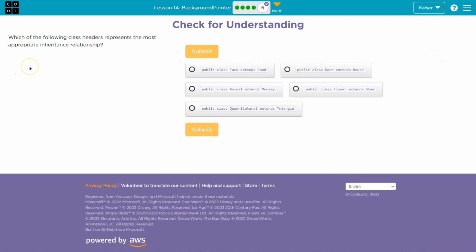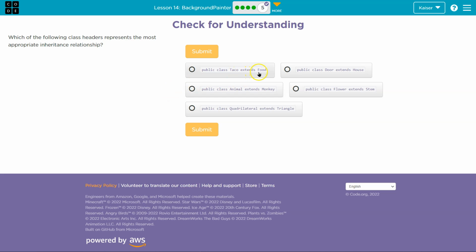Which of the following class headers represents the most appropriate inheritance relationship? Class header. So keep in mind what this does. This is when we're declaring the class inside the file, right? And what's the most appropriate? This could be tough because it's somewhat opinion, but let's see.